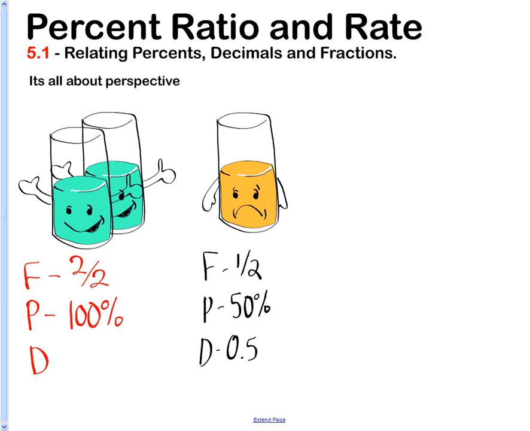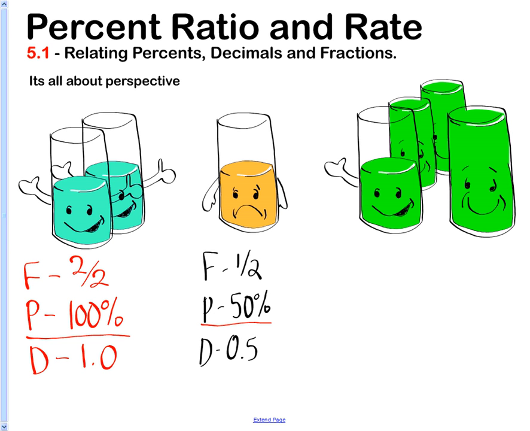Decimals, we would multiply that 0.5 by 2, and we would have 1.0. So we can see here in this example that collectively we have 100% of a glass of Blue Smurf juice. And over here we have 50% of a glass of orange juice. And we can identify that fractions, percents, and decimals can equal less than a whole or a whole, but they can also mean more than a whole.